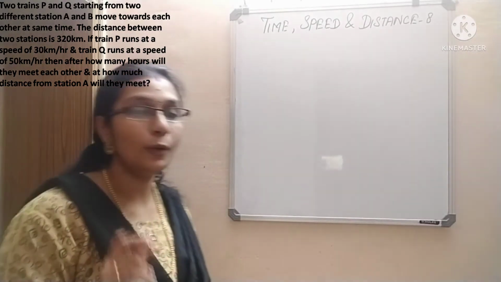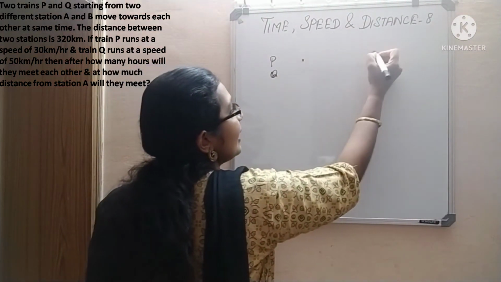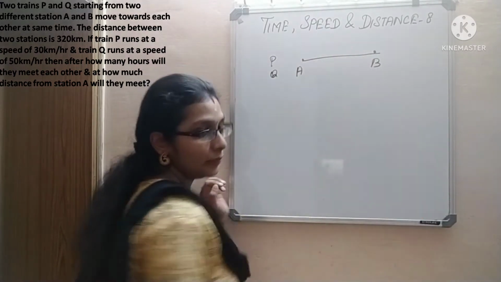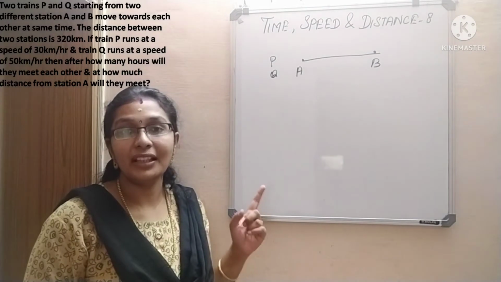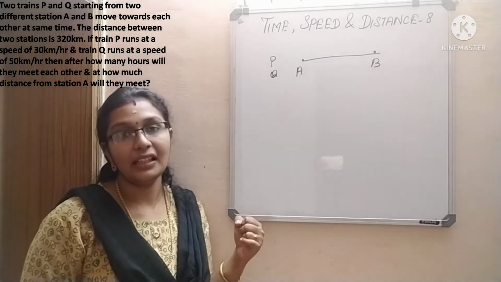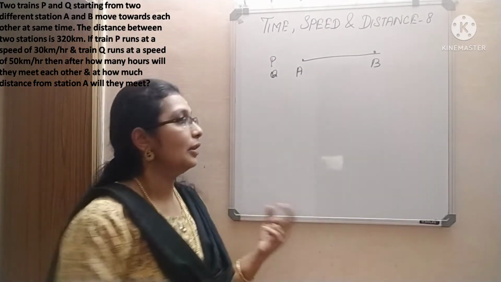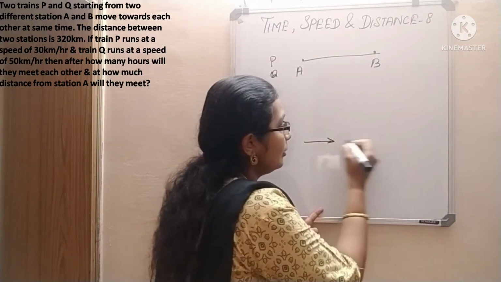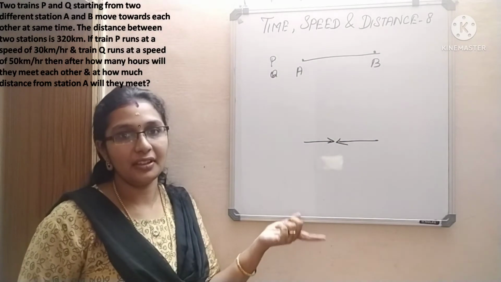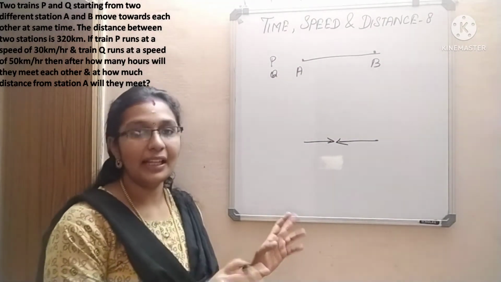So we have two trains P and Q. They are starting from different stations, A and B. Now we will have to check whether they are in the same direction or opposite direction. And move towards each other at the same time. From this hint you will have to find whether it is same or opposite. Move towards means they are going towards each other. That means they are in opposite directions. Clear? So you are clear with the direction now.